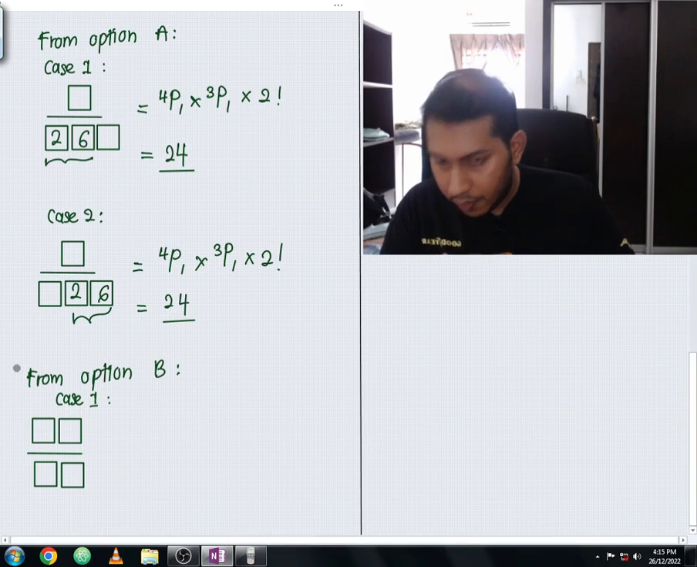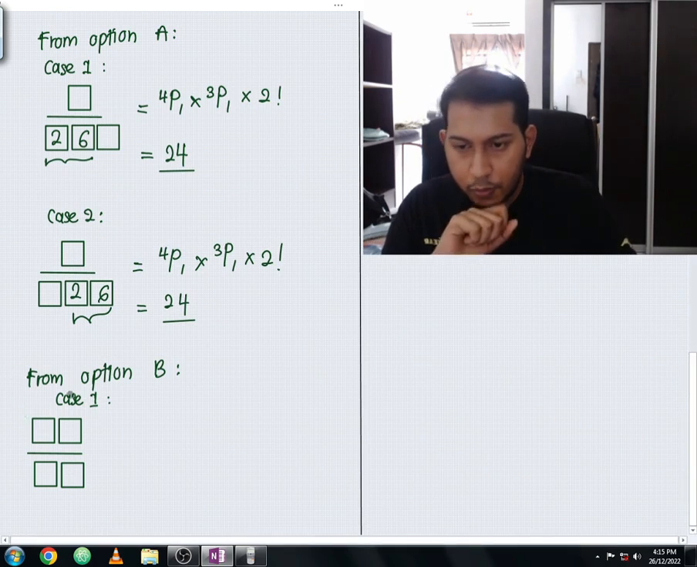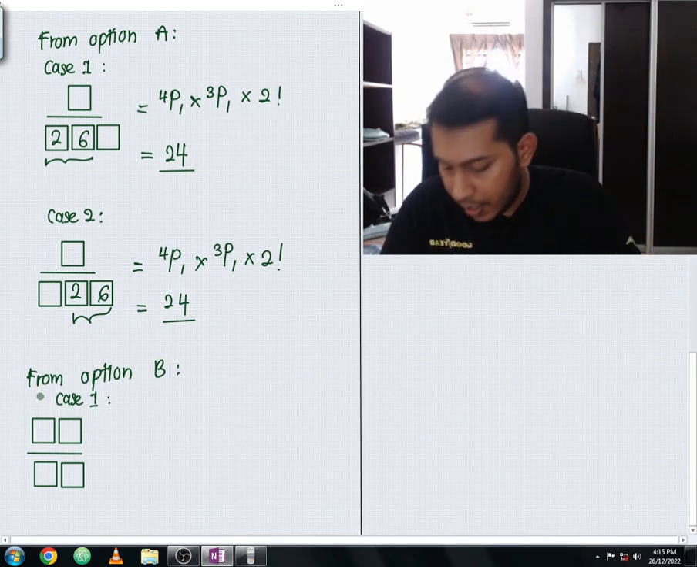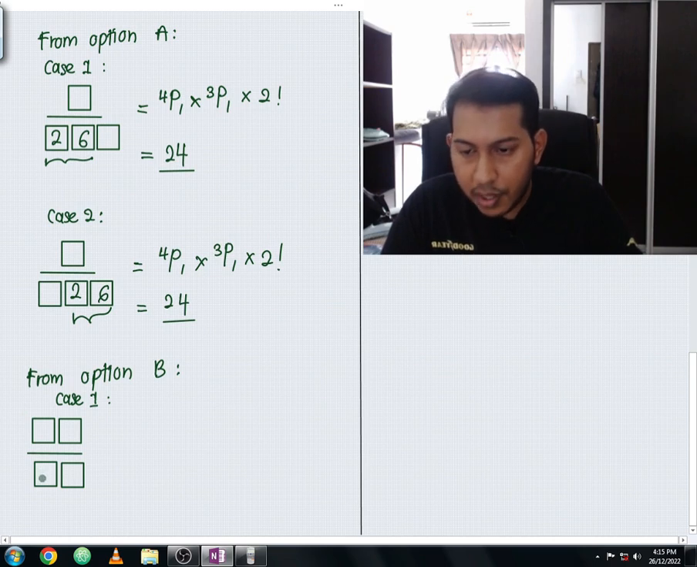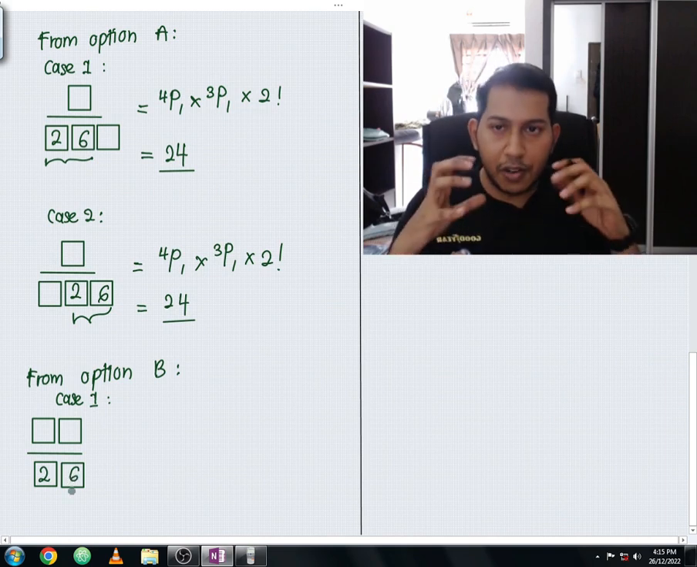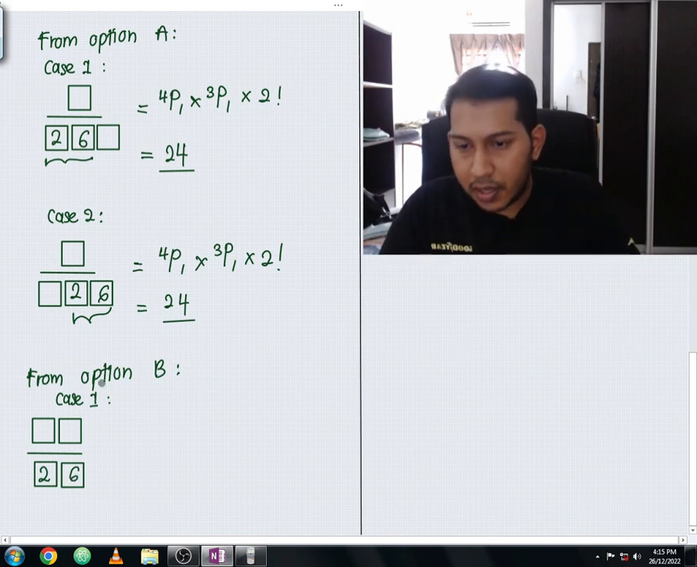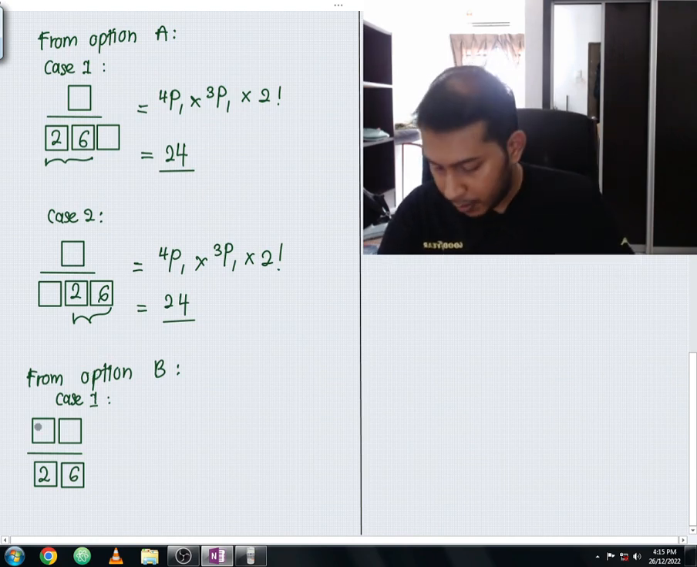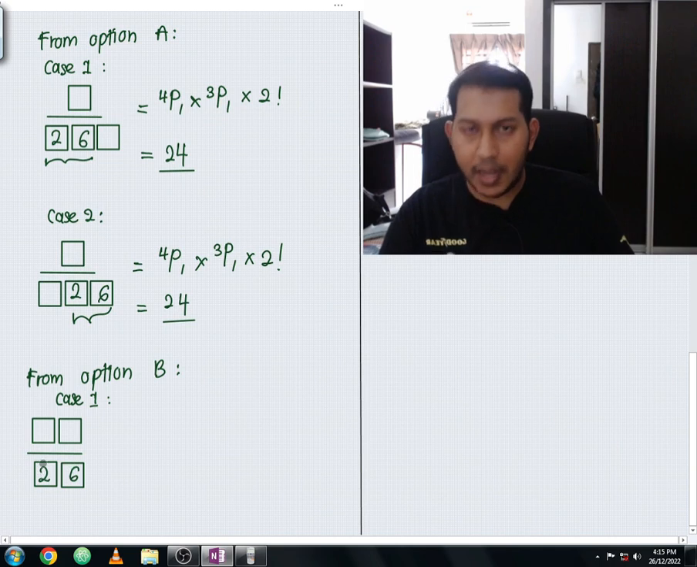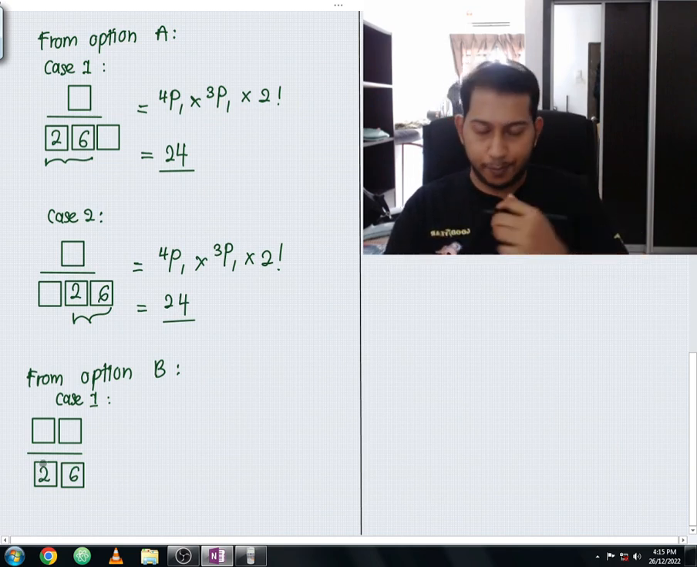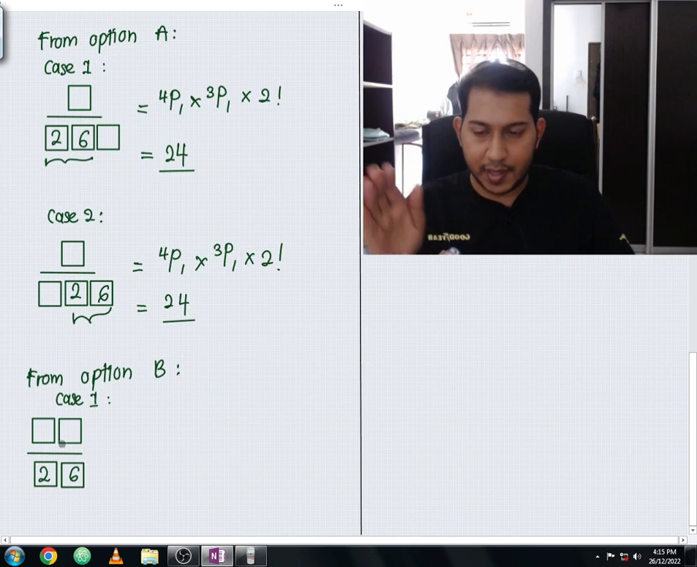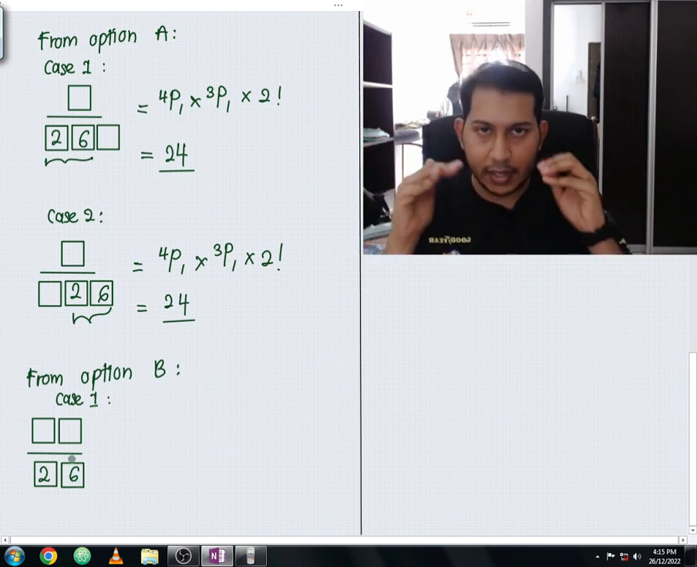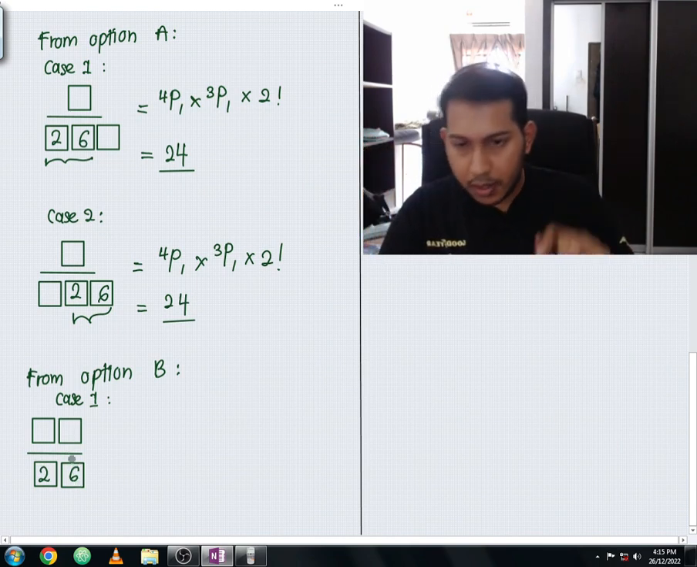So from here, case 1, there might be a scenario where your 2 even numbers are in the denominator. You have here 2, 6. This time I want to do it step by step, because this option B can be very tricky, so let us do it one by one. For the 6, 2 in the denominator, we will do it in a different case. For case 1, we fix the 2 and 6 at the denominator. So we fix it.